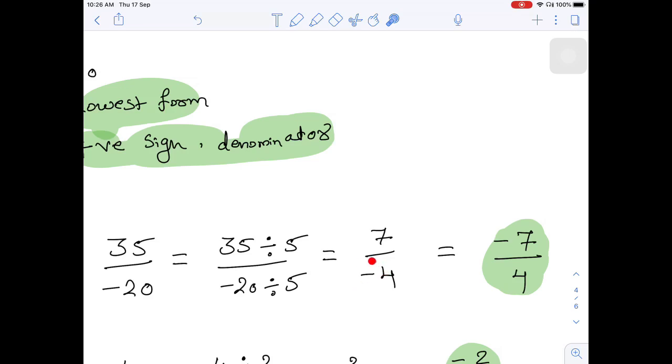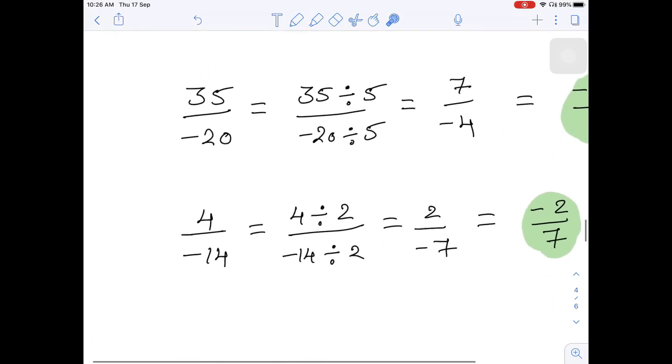We don't want this minus sign in the denominator. We want the denominator as positive. So what we will do? We will just give this minus sign to the numerator. So what you will get now? Minus 7 upon 4. Now if you look at this number, it is in lowest form, and the denominator is also positive. So we can say that now this number is written in which form? Standard form. Okay, let us consider one more example.